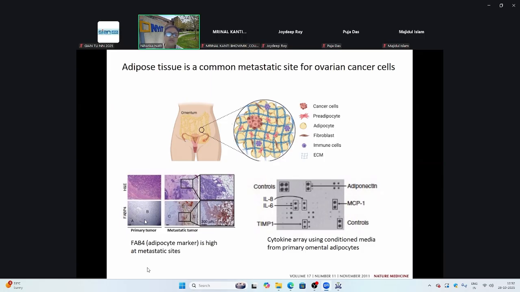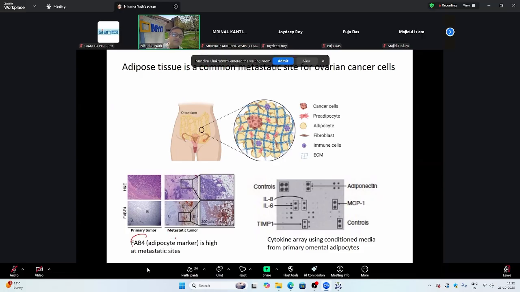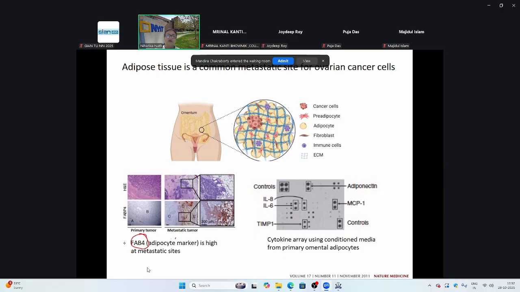And here we found, you don't have to go through these slides, but we did find that in the adipose tissue, the marker for the adipocyte is FABP4, and it was found high at the metastatic sites. That simply means that metastasis prefers places that have a lot of adipose tissue.